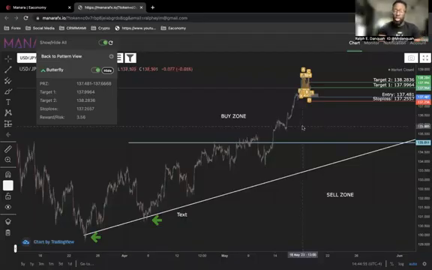All right, so let's talk about how to actually take trades with Manara. How to take trades, when to take trades, when not to take trades if we see something. One of the things that I teach is zones. I teach about buy zone and sell zone.